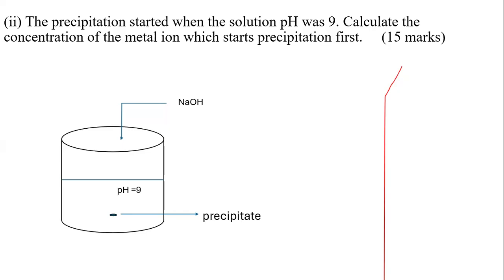The precipitation started when the solution pH was 9. So now at the start, it's in equilibrium. Because it is solid and liquid, the equilibrium constant is Ksp, just at the saturation level. So you have to write down the equation for the solubility product, Ksp, for XOH. Were you able to write?